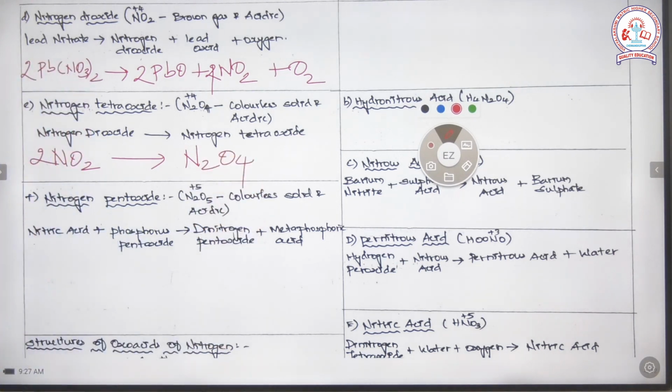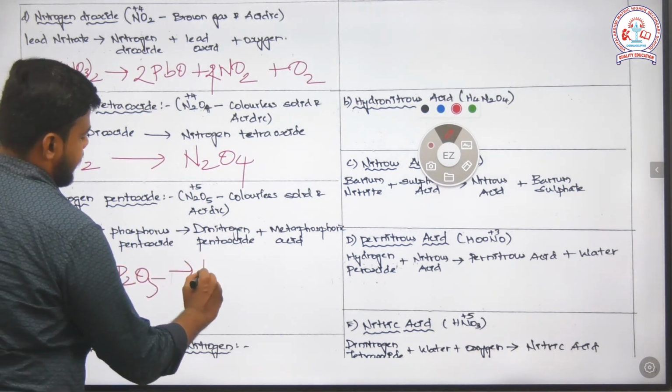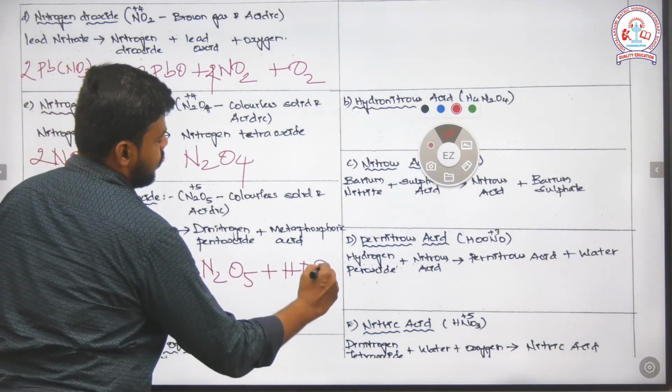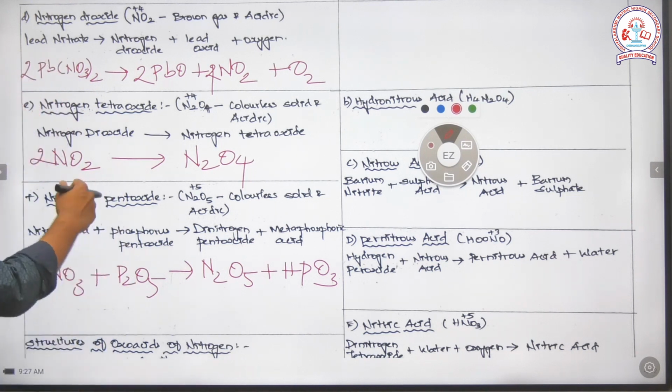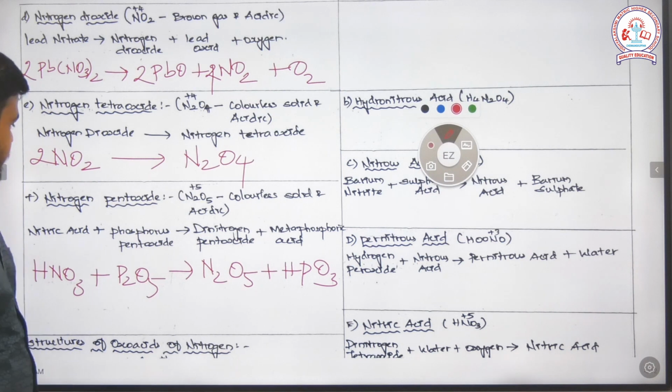Then nitric acid reacts with phosphorus pentoxide, P2O5, to form dinitrogen pentoxide, N2O5, and metaphosphoric acid, HPO3. So this is metaphosphoric acid. The oxidation state of the nitrogen here is +5. It's a colorless solid and acidic in nature.